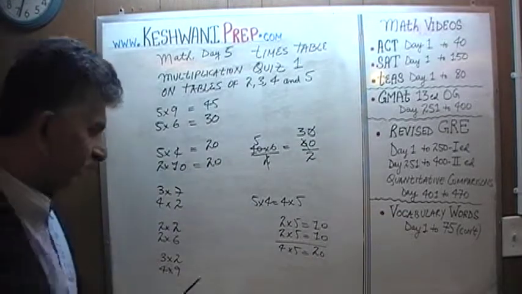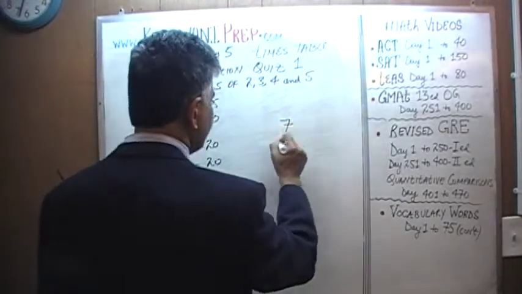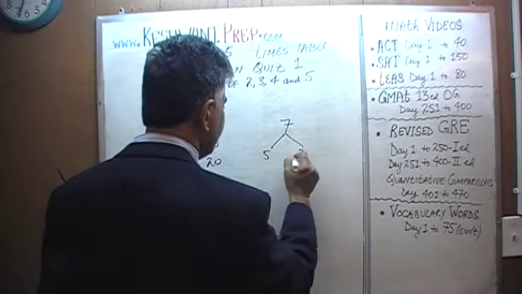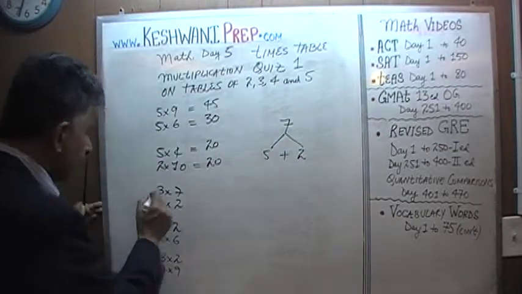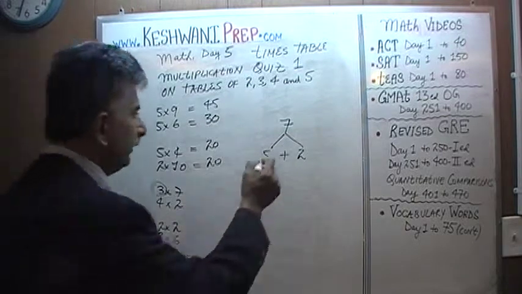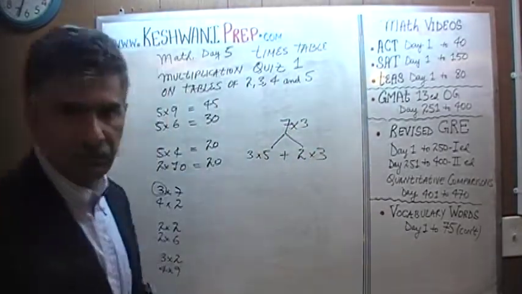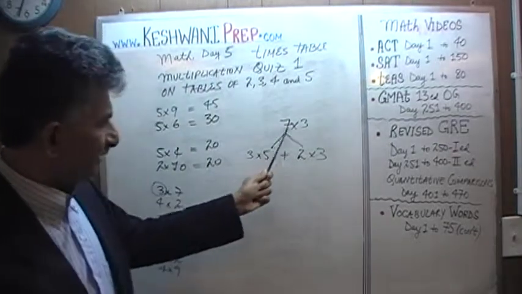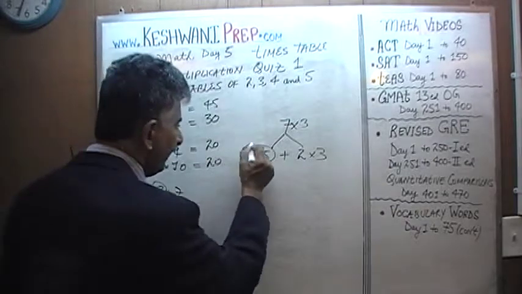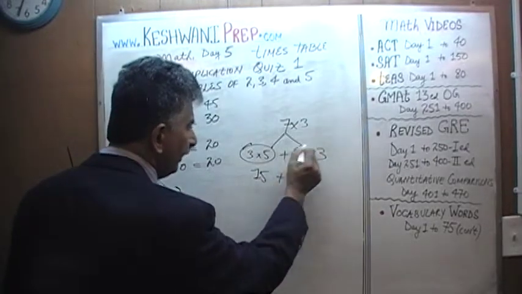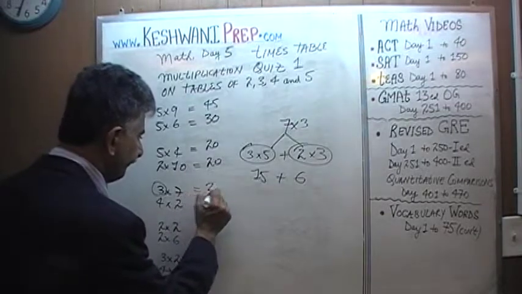How about 3 7s? Again, the same exact thing. We can take our 7 and break it up into 2 parts, 5 and a 2. And we want 3 of them, 3 sevens. So we need 3 of these and 3 of these. It's going to be 3 fives, which we know is 15, and 3 twos, which we know is 6. So it's going to be 21.